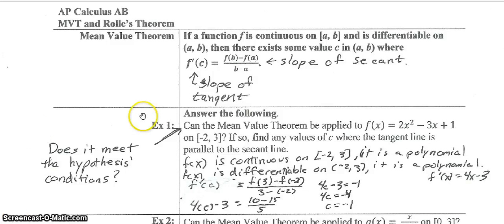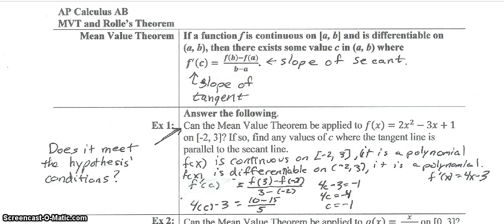Okay, so we're not going to walk through the whole thing, but the mean value theorem. As long as the function's continuous and differentiable on the same interval, closed for the continuous, of course, and open for the differentiable, then there's some place where the slope of the secant, or the average rate of change, equals the slope of the tangent line, the instantaneous rate of change.